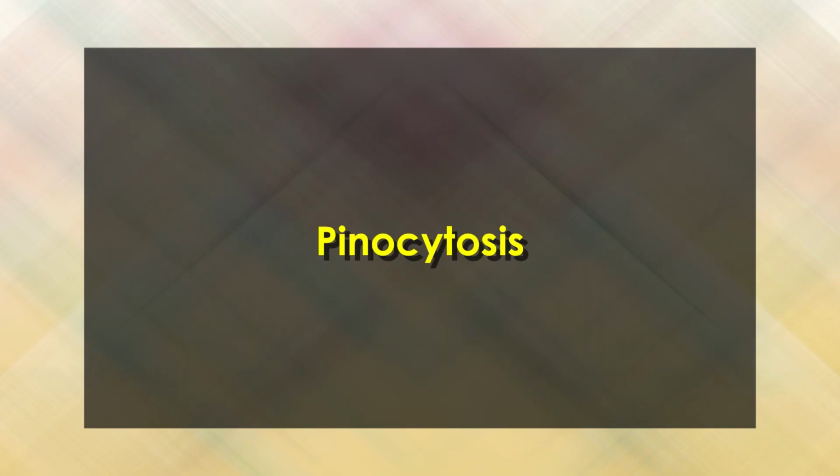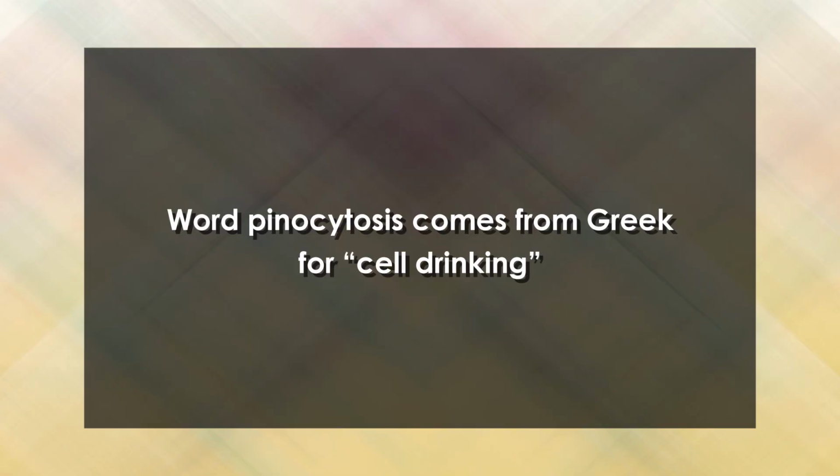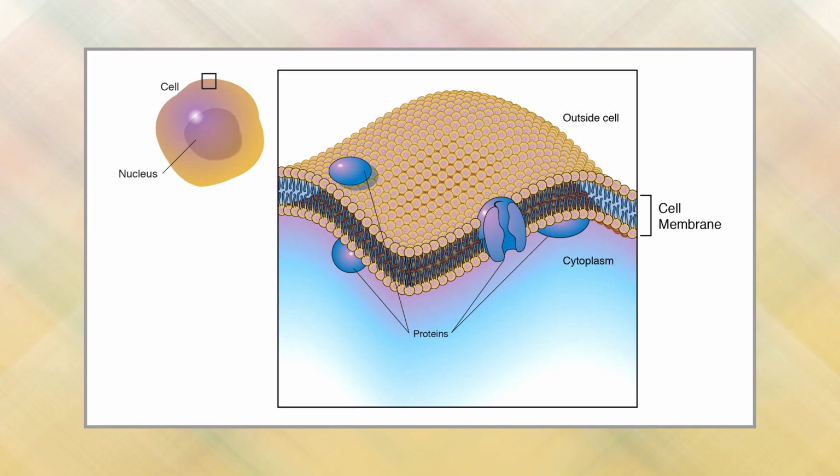Let's now discuss pinocytosis. Pinocytosis is the method by which a cell absorbs small particles outside the cell and brings them inside. The word pinocytosis comes from the Greek for cell drinking. During this process, the cell surrounds particles and then pinches off part of its membrane to enclose the particles within vesicles, which are small spheres of the membrane. This process is usually used for taking in extracellular fluid.